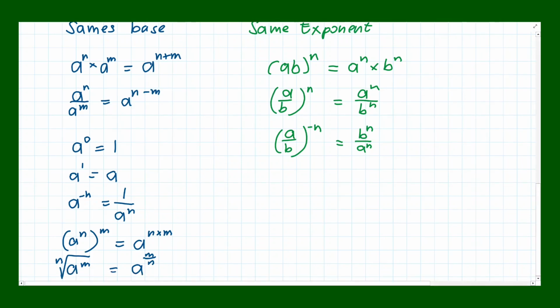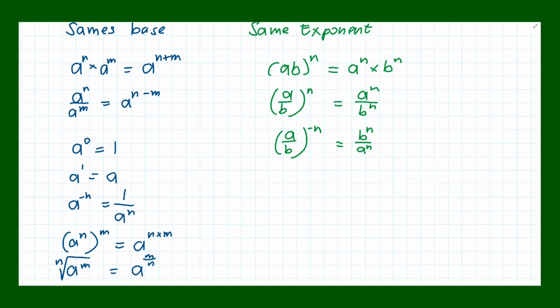So these are the rules when we have the same bases. When you multiply the same bases, you add the powers. When you divide the same bases, you subtract the powers. There are some specific powers: the 0 power is always 1, the first power is always the number itself, the negative power is the 1 over. When you're raising a power to a power, you multiply them together, and there is a nice connection between the roots and the powers, which we express in a fractional form.